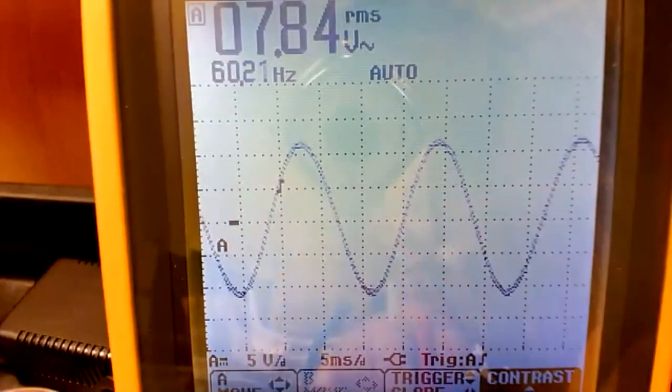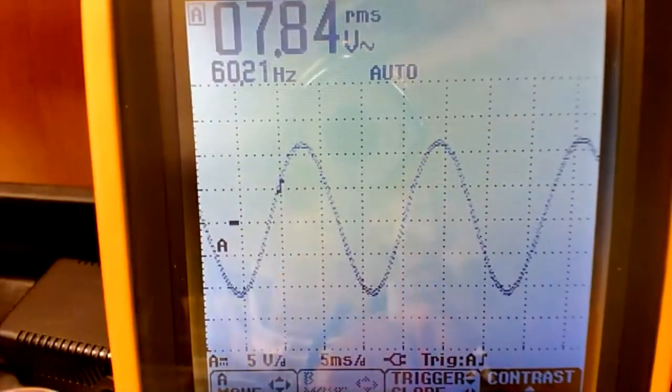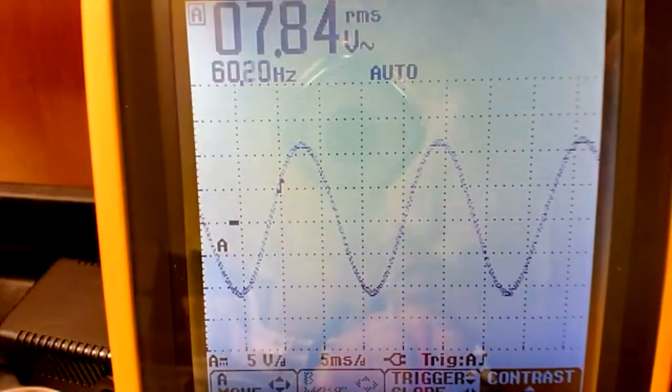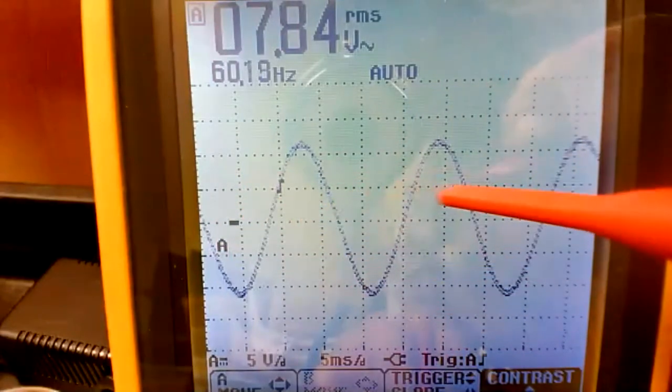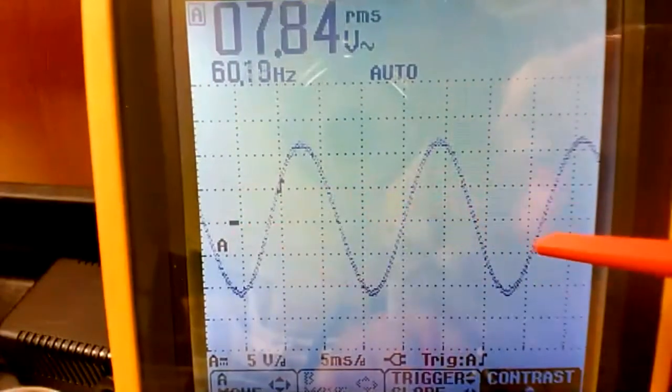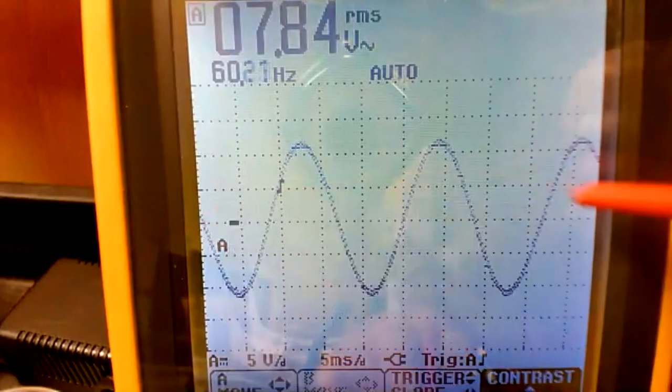This is what's coming into the bridge rectifier. And if you look carefully here, let's make a point that this dash is a zero line in the center of that sine wave. You see that? That's a zero line.